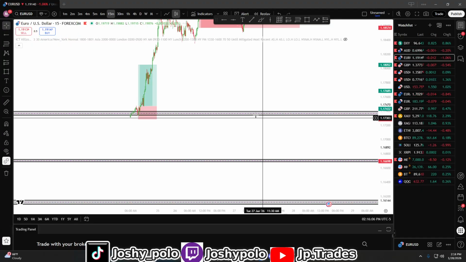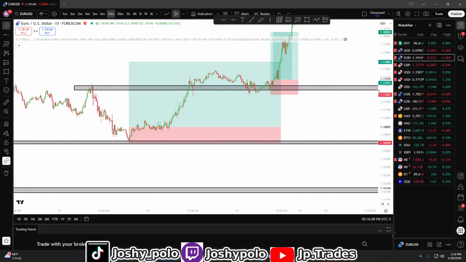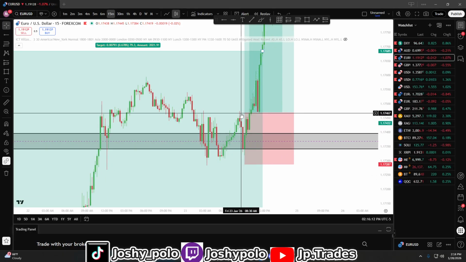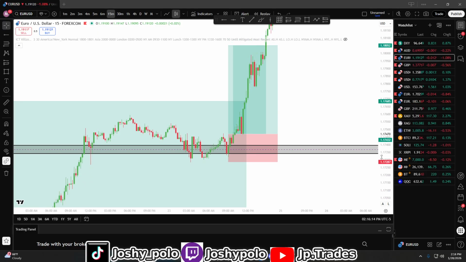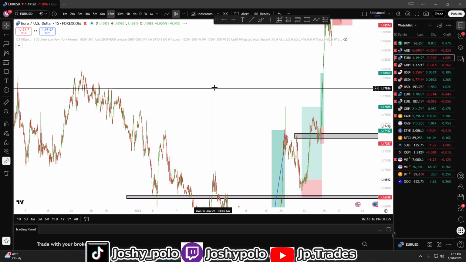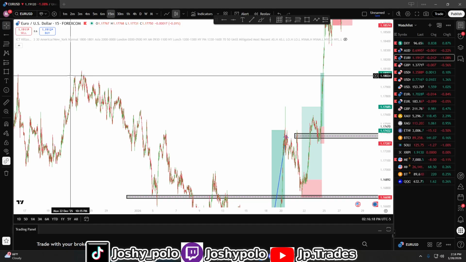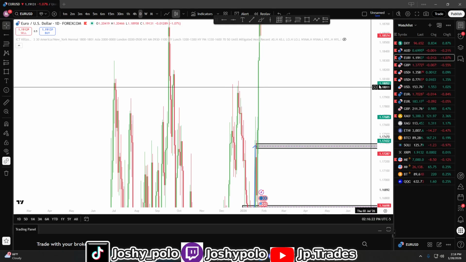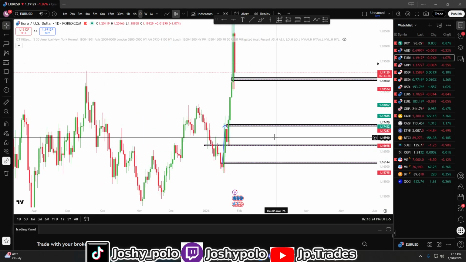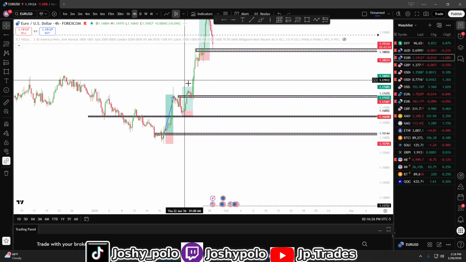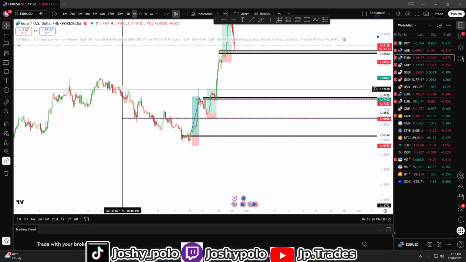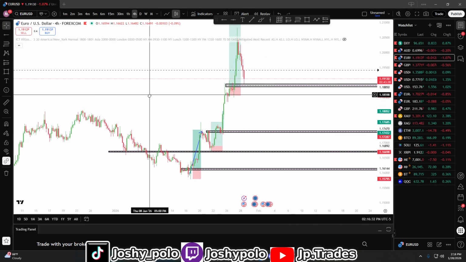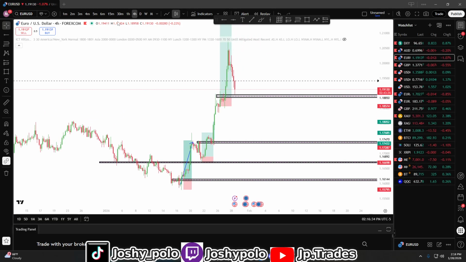So how do we get our entry here? Off of that 15-minute break of structure. 15-minute break of structure. Bang, that's our entry. And then we're just holding it. This time we were holding it for this high right here. This was like a daily high, I believe. Oh no, I think it was just a regular 4-hour high. Yeah, we were just holding it for this 4-hour high right here. Some slight pullback, and then boom, we keep on ripping up.